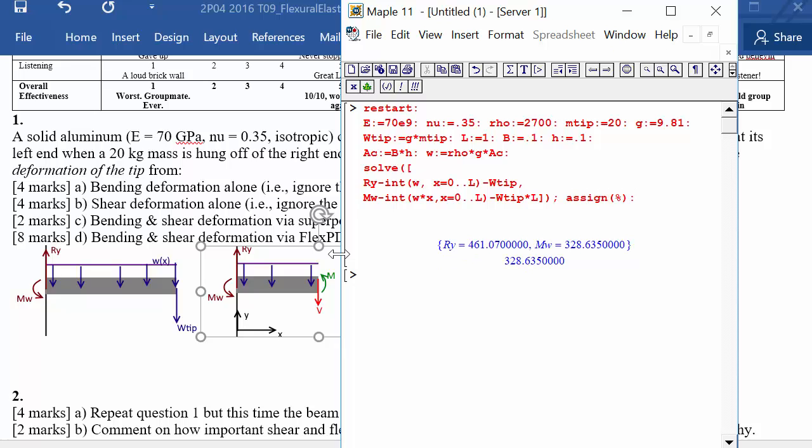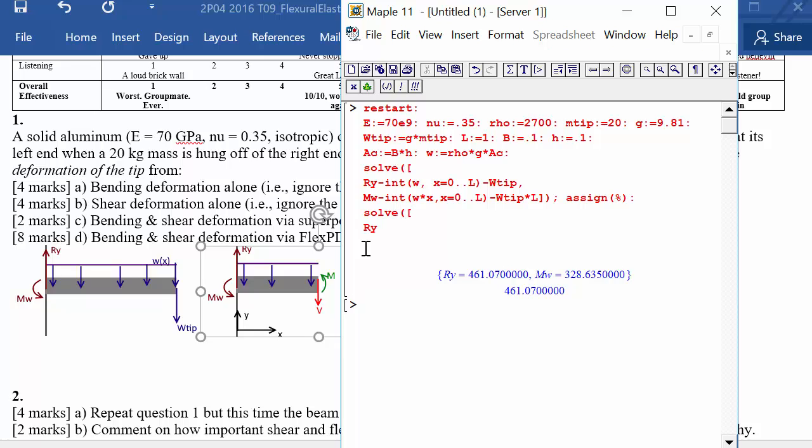So now we've got that ry actually assigned to those variables. So we're all good. And then we can take the net force in the vertical direction is 0 and the net moment about, let's say, the left end is equal to 0. And if we do that, then we would have: solve ry minus the integral of w from x is 0 to x, minus v is equal to 0.